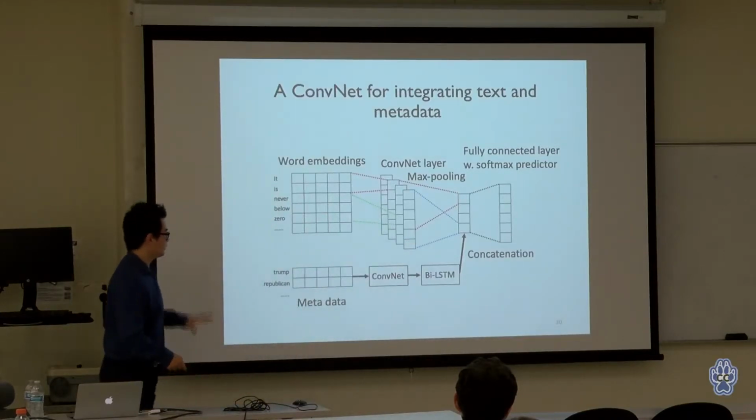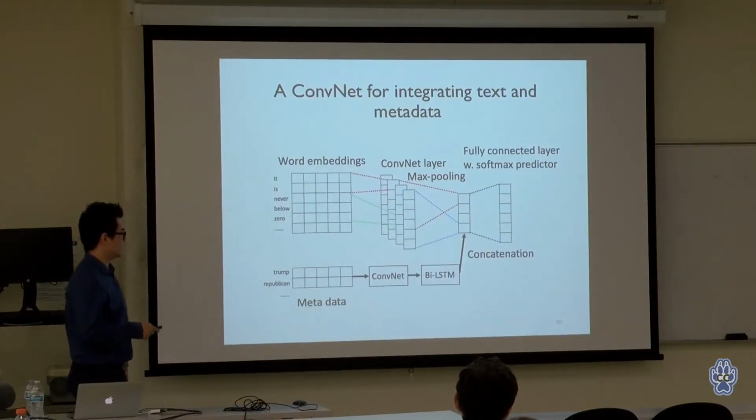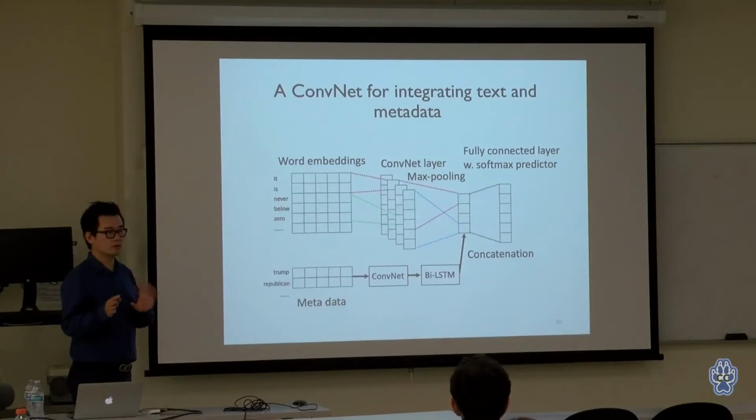Okay, and then you can also do similar things with the metadata to build a convolutional neural network and a sequential neural network on top of that, and get you the sentence representation. Finally, when you're trying to make a prediction whether this is true or false, right?